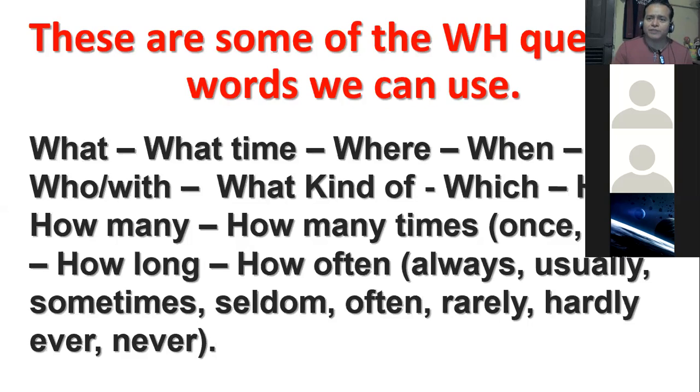Now, what is the question in the simple present? What kind of pupusas do you eat? Do you eat? Very good. What kind of pupusas do you eat? Everybody. What kind of pupusas do you eat?